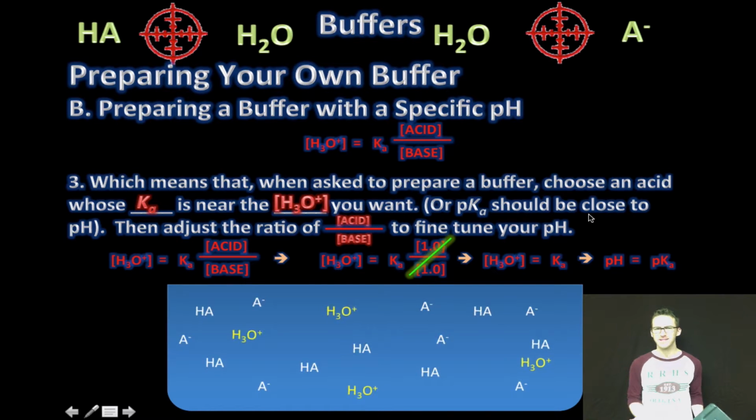So why the heck is that important? Well, recognize then, if you're trying to prepare a buffer from a whole host of acids, you can just look at the Ka of the different acids from a reference chart and choose the acid that has a Ka that's near the hydronium ion concentration, or choose the acid whose pKa is close to the pH that you want. And then you can just adjust that ratio of acid to conjugate base to fine tune your pH.